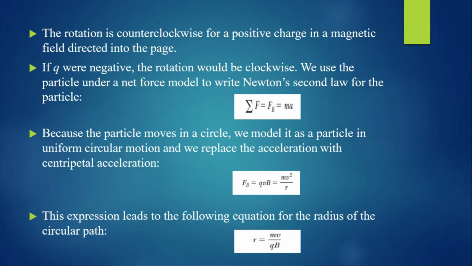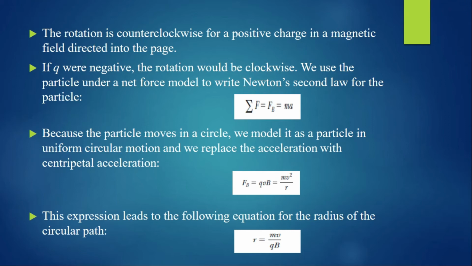We use the particle under a net force model to write Newton's second law for the particle. The net force will be equal to the magnetic force, which equals ma. Because the particle moves in a circle, we model it as a particle in uniform circular motion, and we replace the acceleration with centripetal acceleration. So qvB equals mv squared divided by r.